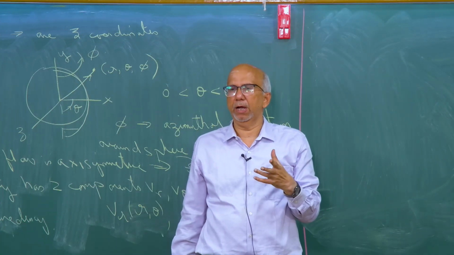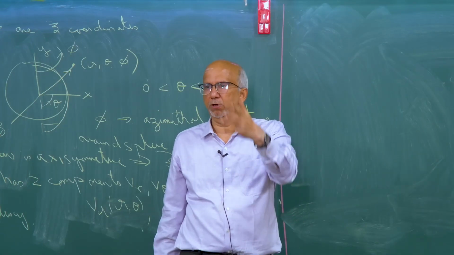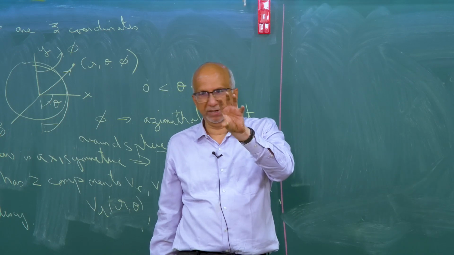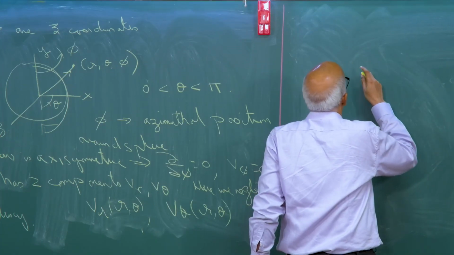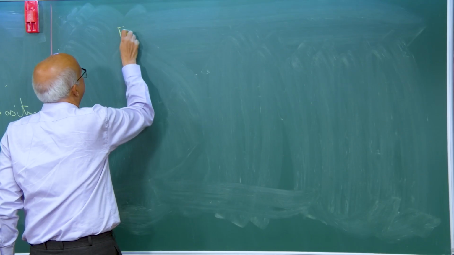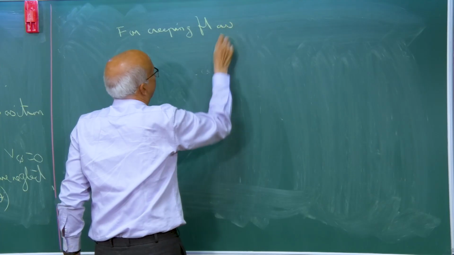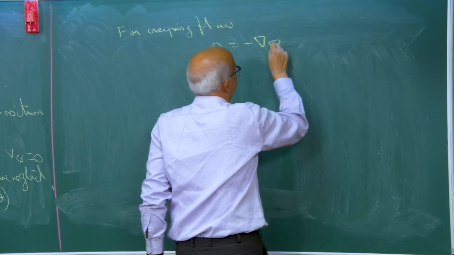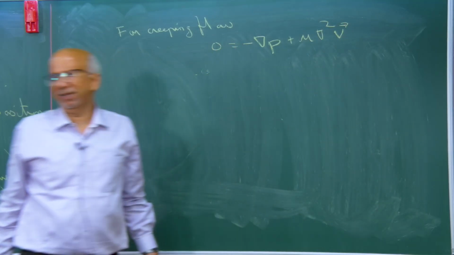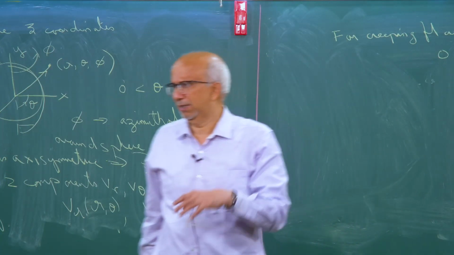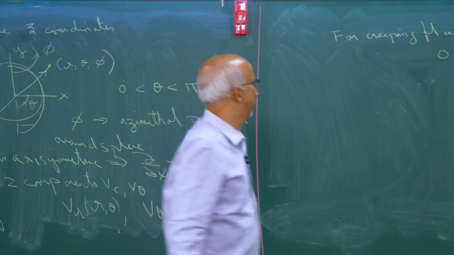I told you we have a situation where we have creeping flow, inertial terms are neglected, and we want to solve this problem where the sphere is fixed now and liquid is flowing around. So for creeping flow, we have 0 equals minus gradient of P plus mu del squared V vector. This is a very gentle notation which I have written. The inertial terms are neglected, this is Navier-Stokes equations without them, and of course you have the divergence of V equal to 0.